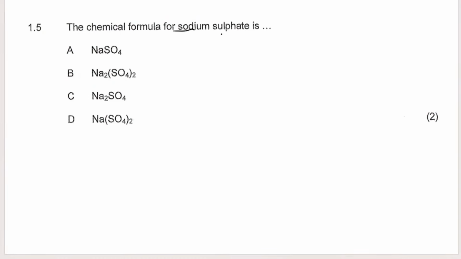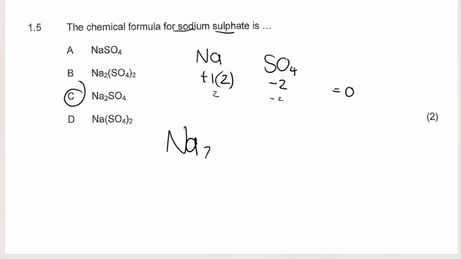The chemical formula for sodium sulfate. Sodium is Na. It has a charge of +1. Sulfate is SO4. It has a charge of -2. So we know that we need to make a neutral compound with a charge of 0. 1 minus 2 does not give me 0. So therefore, I need 2 sodiums, because then that's going to be 2 minus 2, and that's going to give me 0. So it's Na2SO4. Whatever you multiply the charges by, that becomes the baby number.